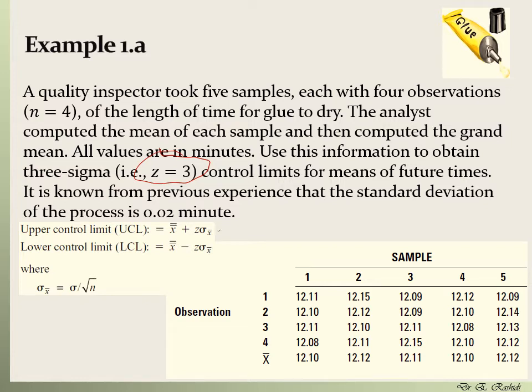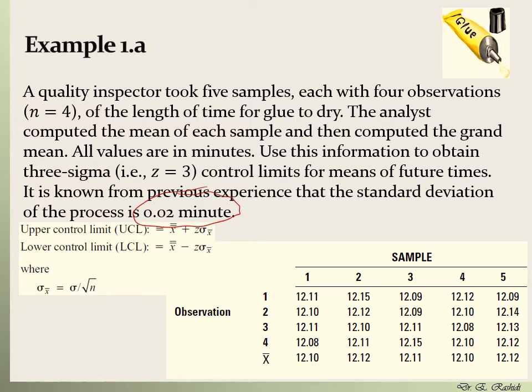Because if you look here, the formula for upper limit and lower limit is grand average X bar plus or minus Z multiplied by sigma. So 3 sigma means Z is 3, and 6 sigma means Z is 6. So in this formula, we know that Z is 3. Use this information to obtain 3 sigma, that's Z equal to 3, control limits for means of future times. It is known from previous experience that the standard deviation of the process is 0.2 minutes.